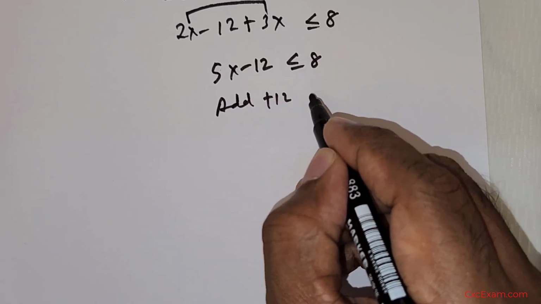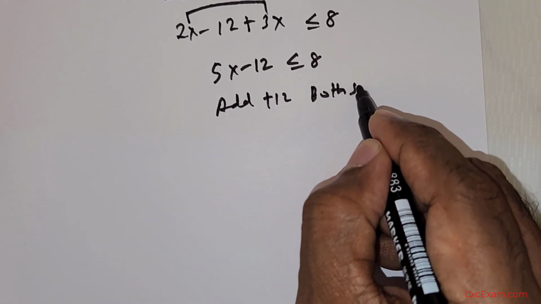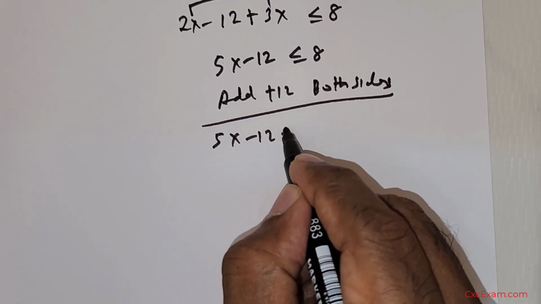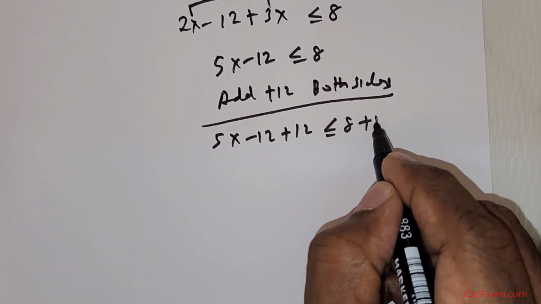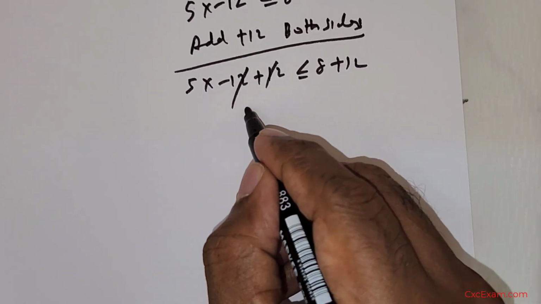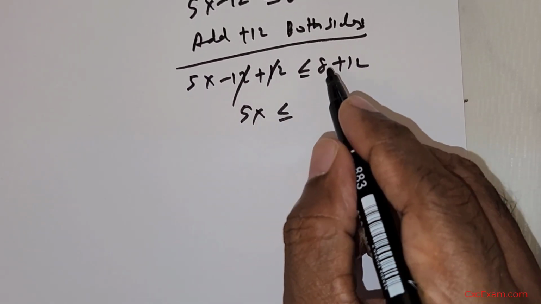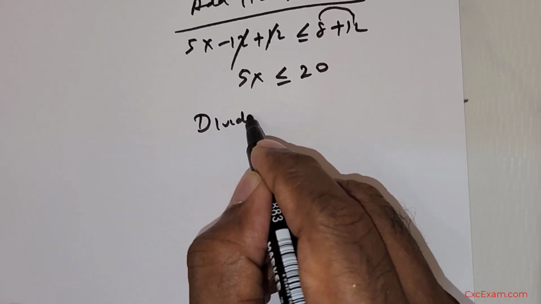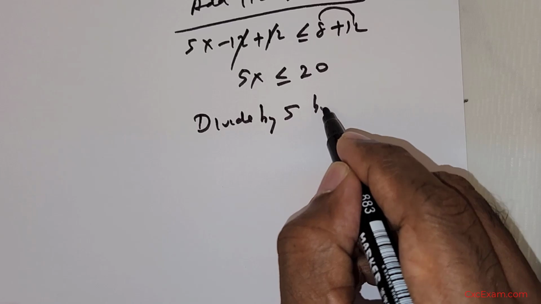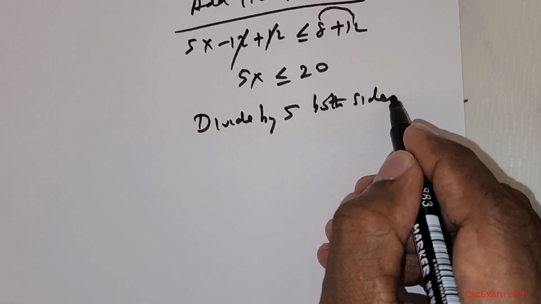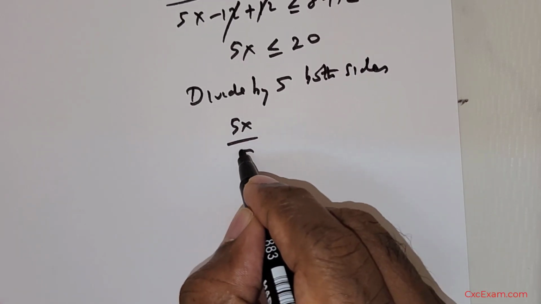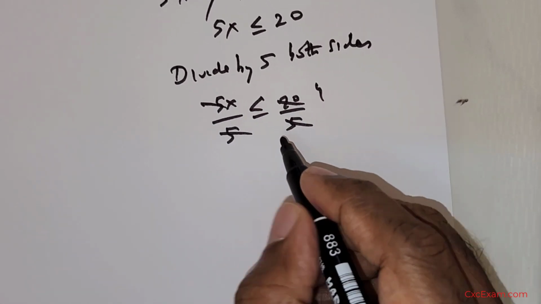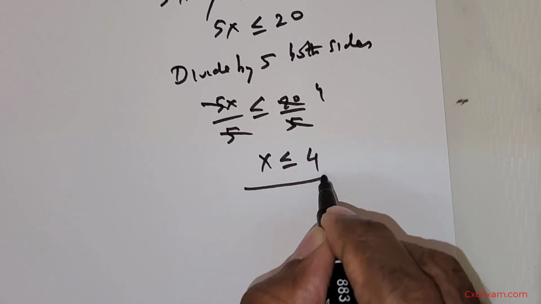You add positive 12 to both sides. So that would give you 5x - 12 + 12 ≤ 8 + 12. Negative 12 and positive 12 go away. You get 5x ≤ 20, since 8 added with 12 gives 20. Now you divide by 5 on both sides. So you get 5x divided by 5 ≤ 20 divided by 5. 5 gets cancelled. 20 divided by 5 is 4. So x is less than or equal to 4.